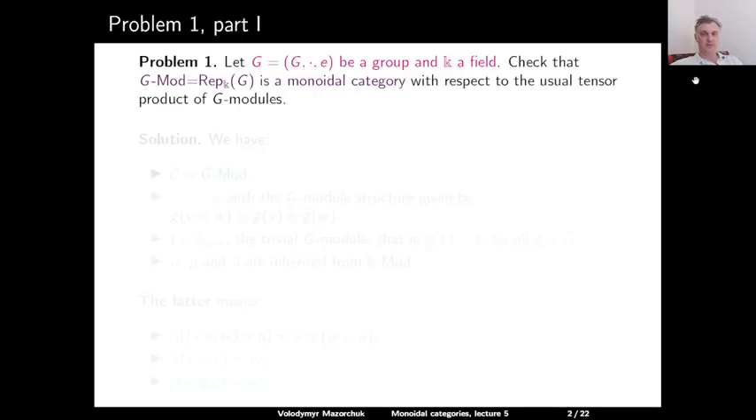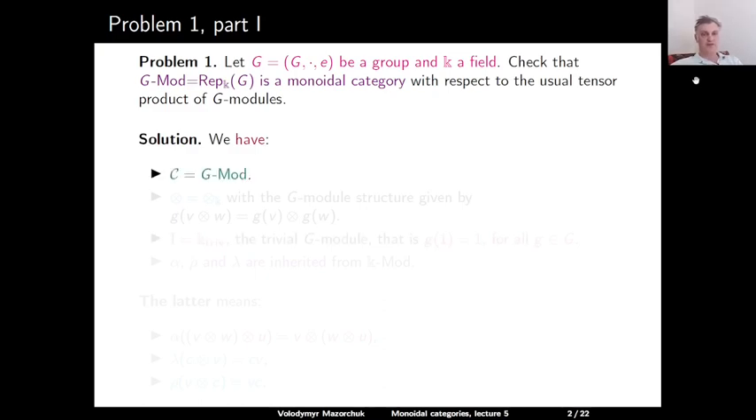Problem 1. Let G be a group and K a field. Check that the category of all G modules is a monoidal category with respect to the usual tensor product of G modules. Solution. Let's go through the definition of this monoidal category.